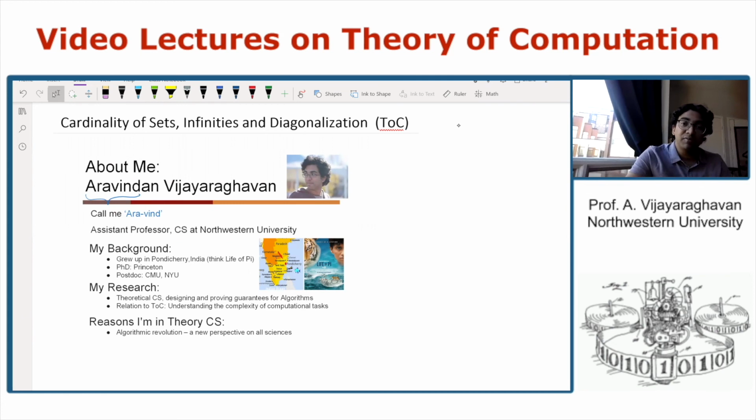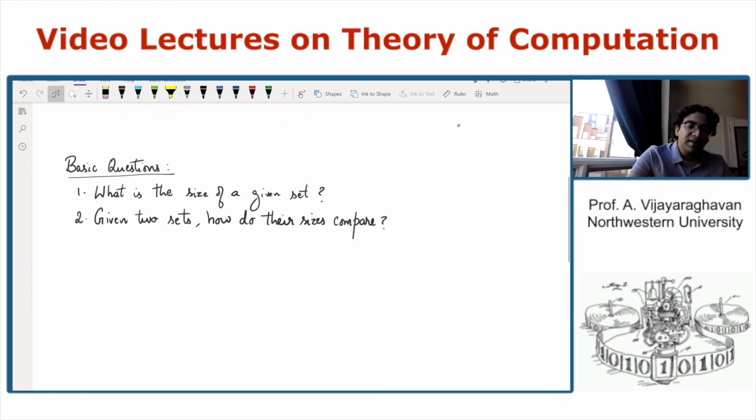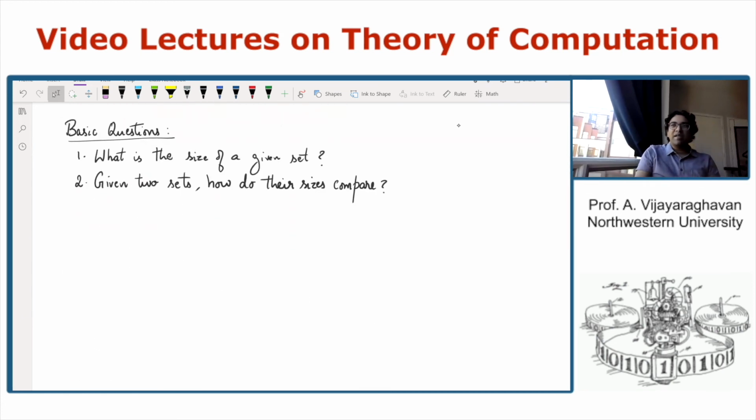Okay, so let's move on to this topic. In this topic, we'll be asking some really basic questions about sets. Given a set, what is the size of the given set? Or given two sets, how do their sizes compare? Is one larger than the other, or smaller than the other, or equal, and so on? Of course, this question is very easy for finite sets.